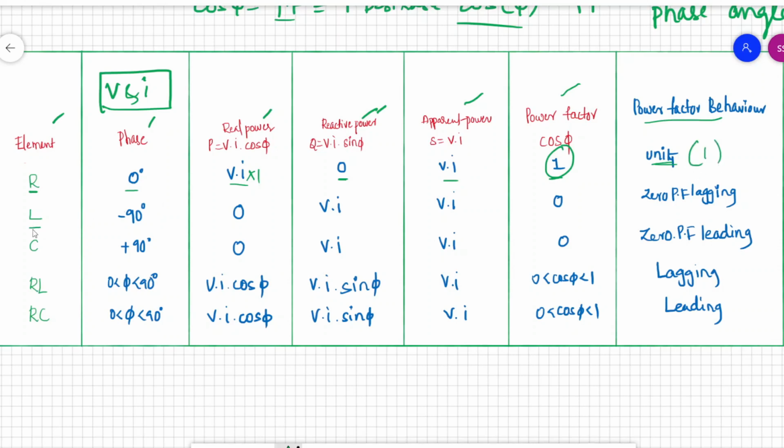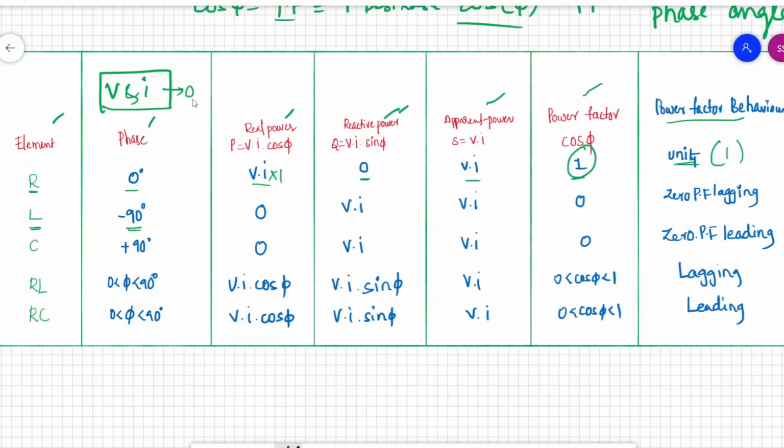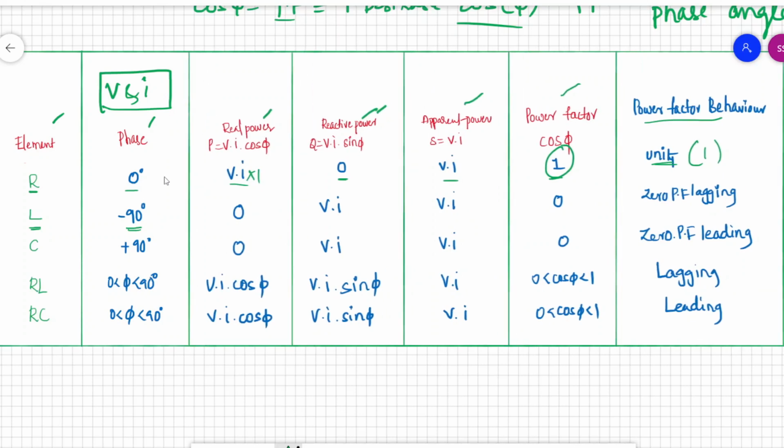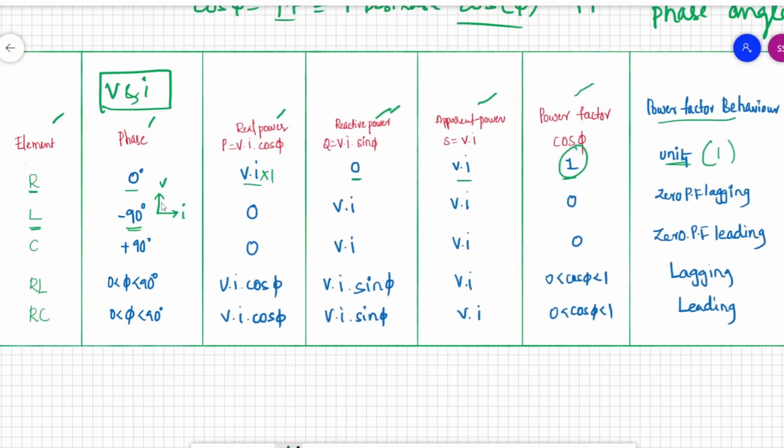And let us see the next type of element, that is inductor L. It has a negative phase, that is voltage will be leading the current, or current will be lagging the voltage by 90 degrees. So if the voltage is here, the current will be lagging the voltage by 90 degrees. And what is the real power?